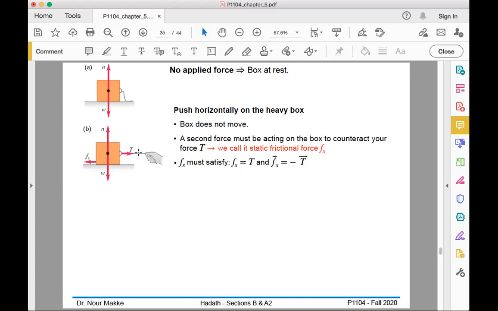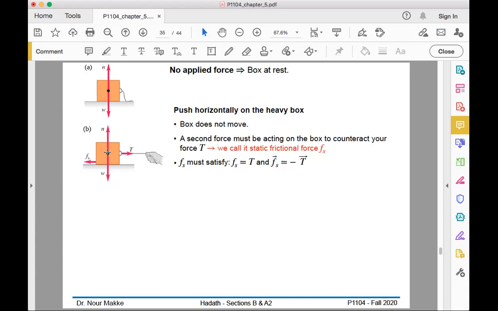Through the cable, it's the tension, it's called the tension. So we pull it, but what happens is that the box does not move. If the box does not move, that means there should be a second force. If T is pulling the object to the right, then there should be another force acting on the box itself, on the crate, but in the other direction with respect to T to counteract the force T.